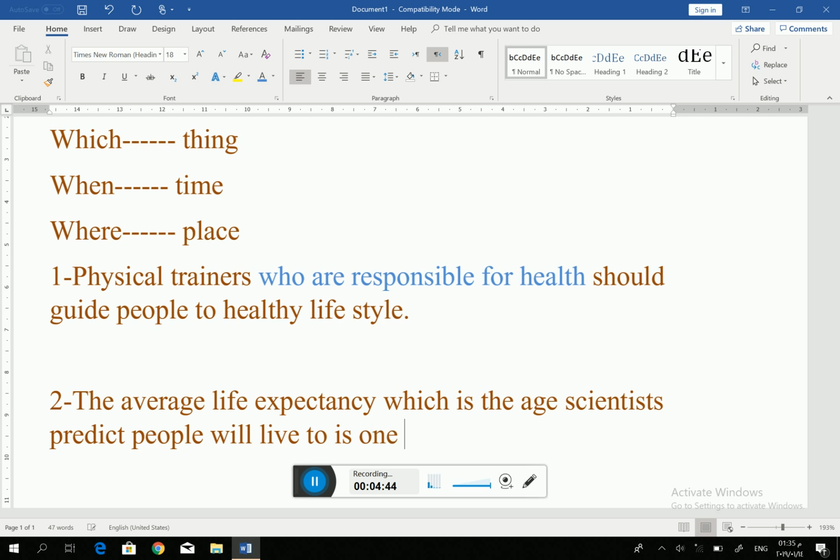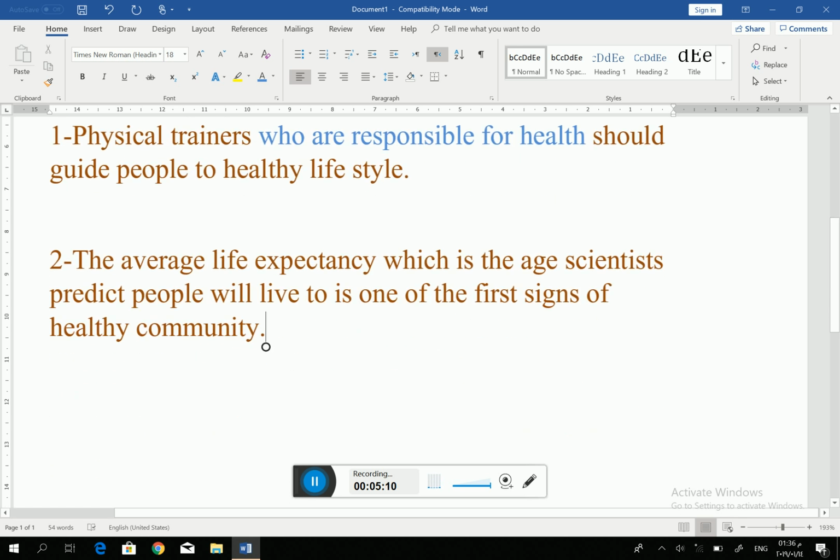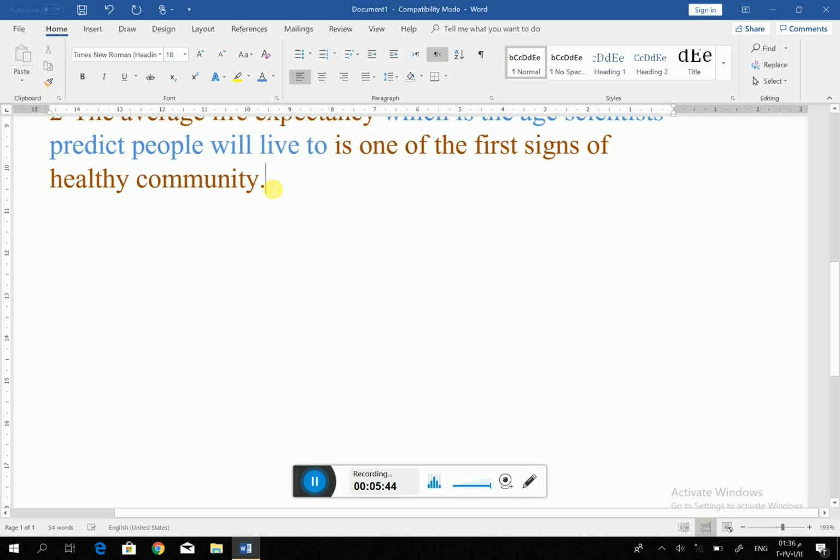Is one of the first signs of healthy community. Like this, I have written a sentence which includes a relative clause. This is the relative clause, which is the age scientists predict people will live to. I defined the average life expectancy. The average life expectancy, which is the age scientists predict people will live to, is one of the first signs of healthy community. Let's go to the next example.